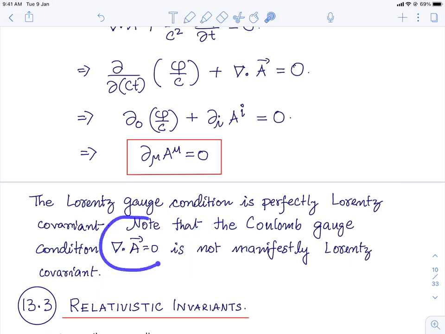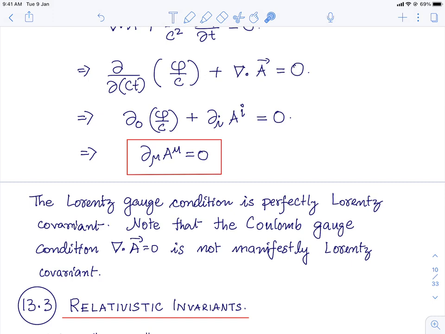If you set the Coulomb gauge in one frame of reference and you go to another inertial frame by boosting, then you will see that the Coulomb gauge condition is no longer satisfied in the new frame if you transform your A's accordingly. So the Coulomb gauge condition is not covariant, and it is not respected if you do a transformation.